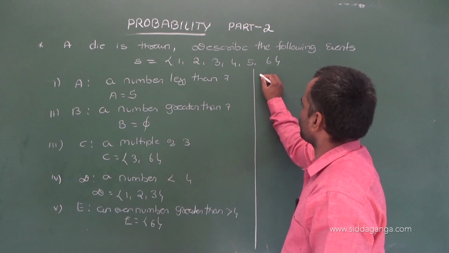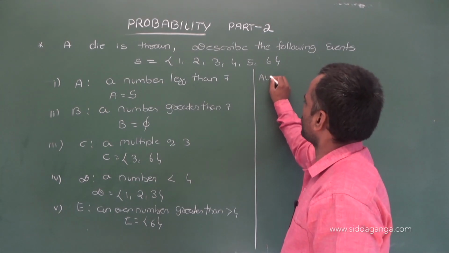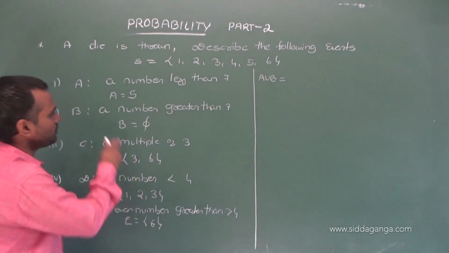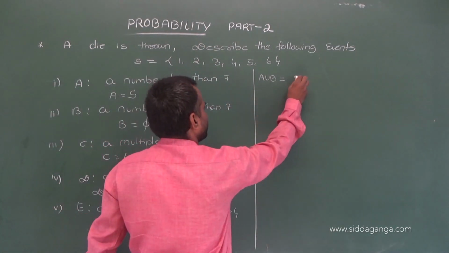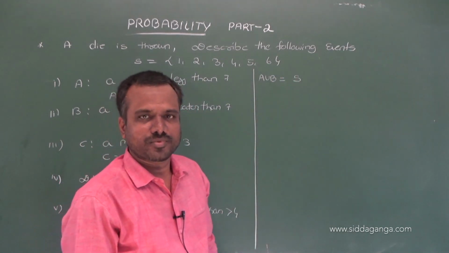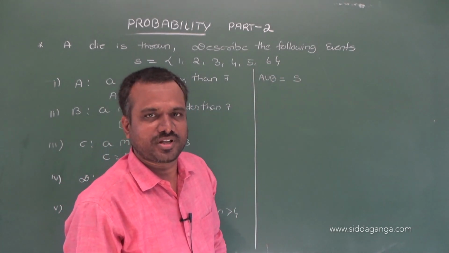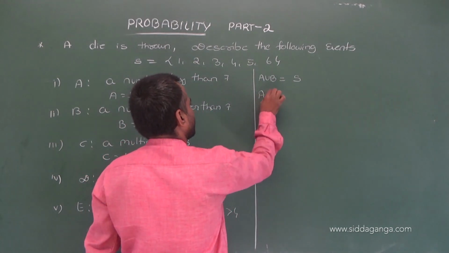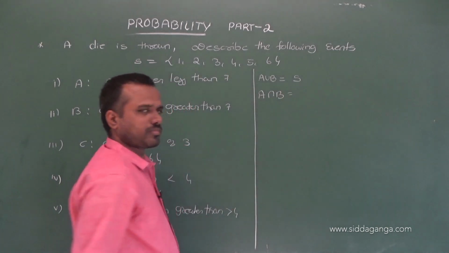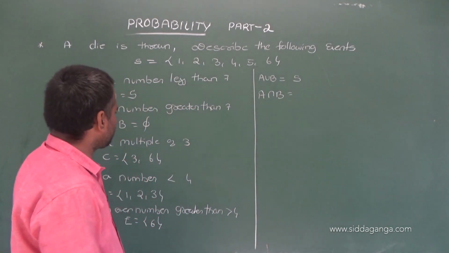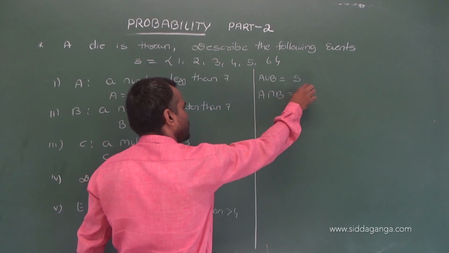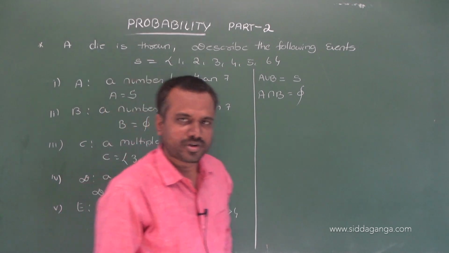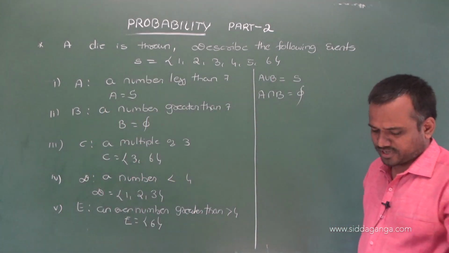Then what he asked, we continue this question. First, A union B. A union B is nothing but the sample space. Either the elements which are present in A or in B, or both. Then A intersection B. Common elements. Since B is empty, A intersection B is empty.